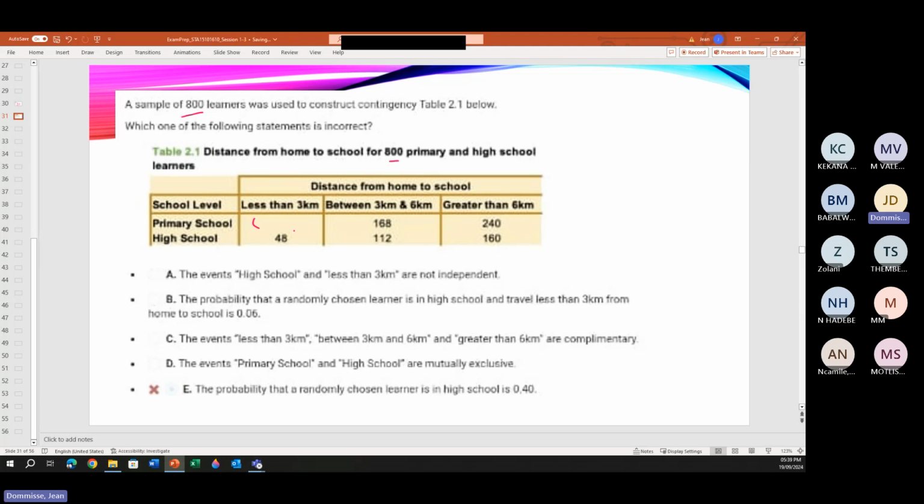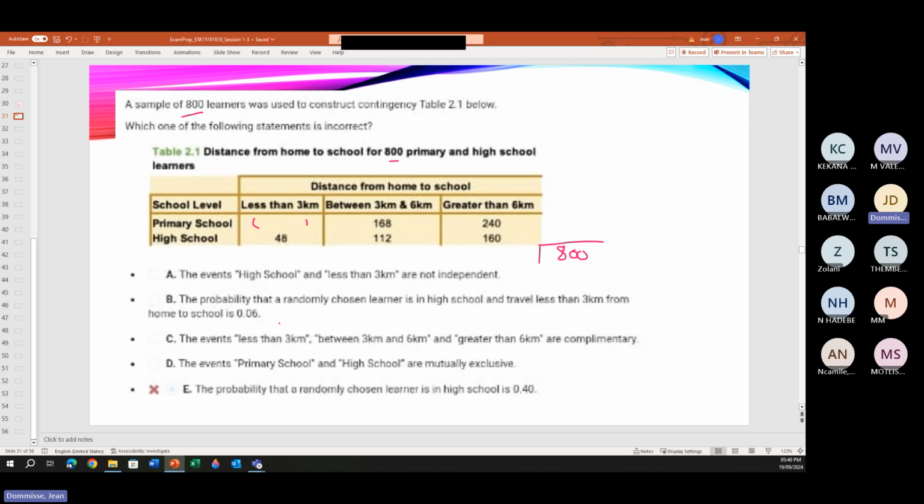Here is a number missing, and nowhere is totals, but we at least know that the total is 800. Okay, so I would first look at a few things. So I would check whether high school and less than are not independent. So we need to work out something there.